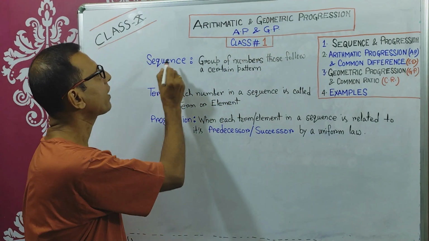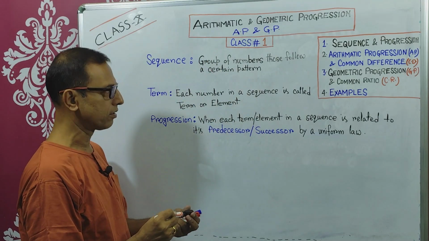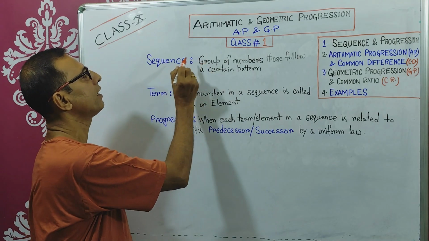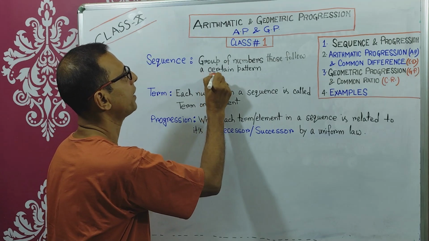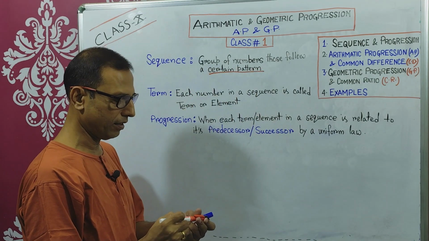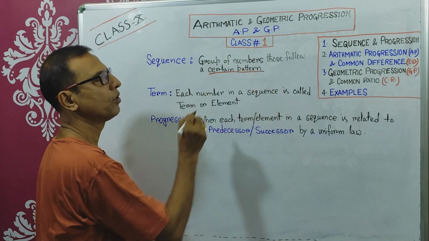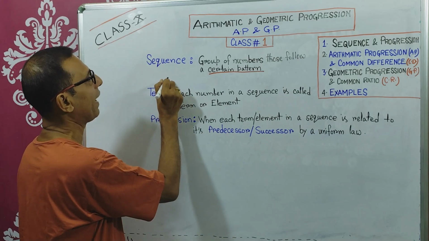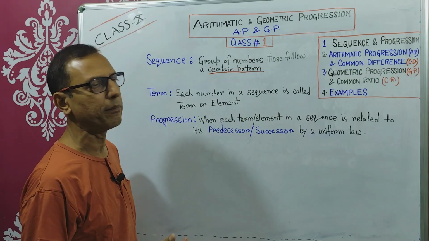Okay, so what is sequence? Sequence is nothing but a group of numbers that follow a certain pattern. Sequence is a group of numbers that follow a certain pattern. This is the highlighted term. Now there is a pattern that you have already done in classes 5, 6, 7, 8, but you didn't know these names, right?